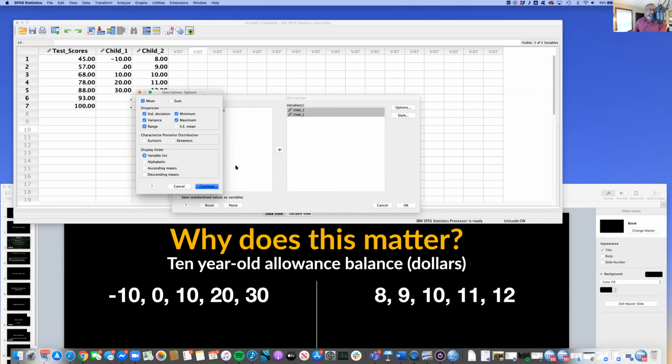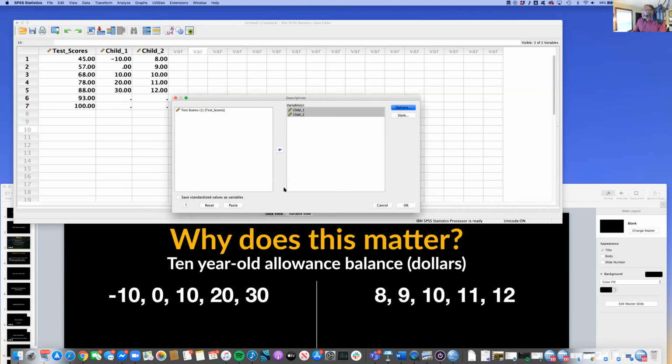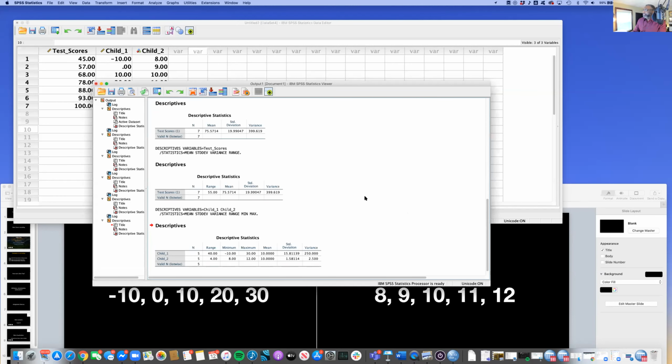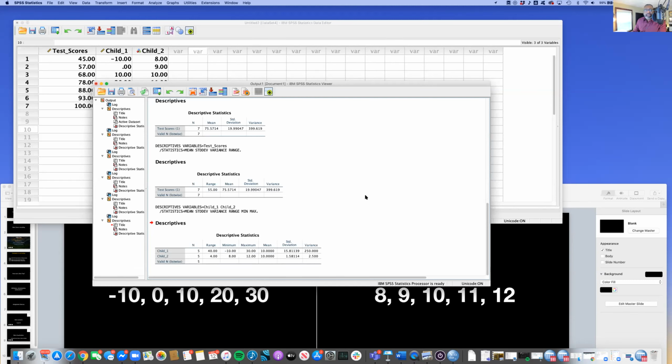So in total, you should have 6 boxes clicked. I'll just let it sit there for a while, let everyone catch up. We good? Okay. Click continue. And then okay. Now, we see, although we have the same means, everything else is much different.